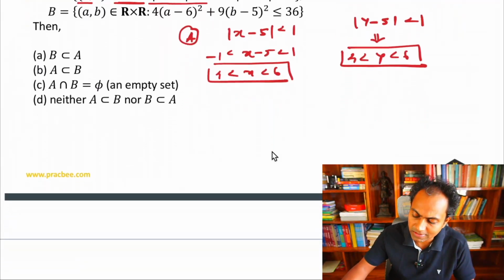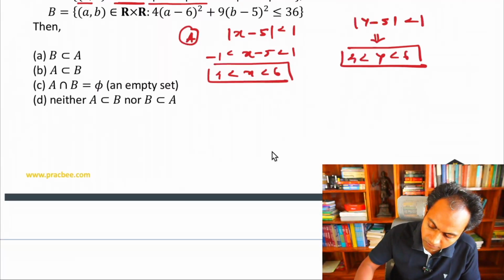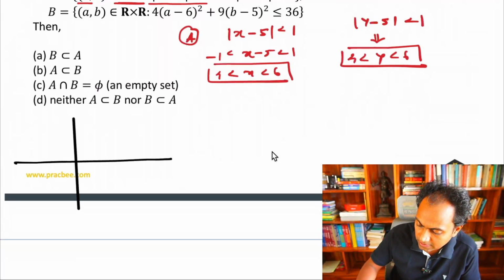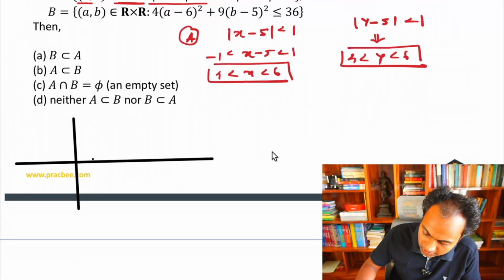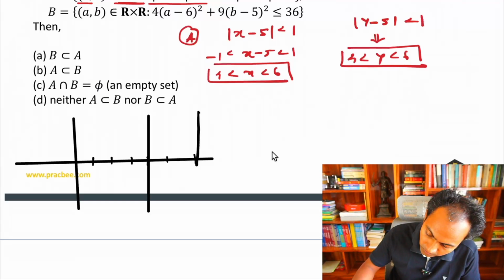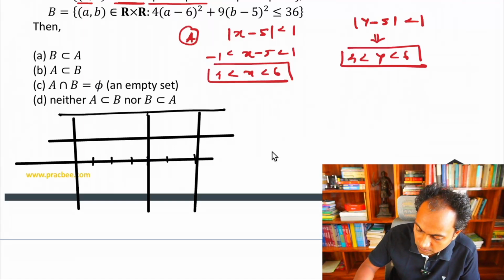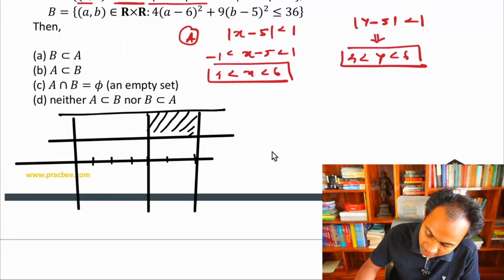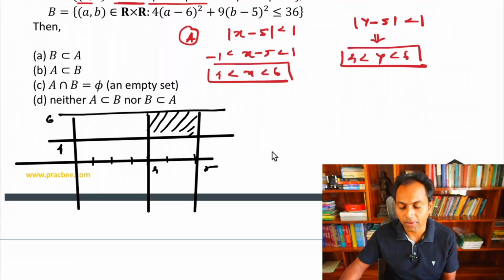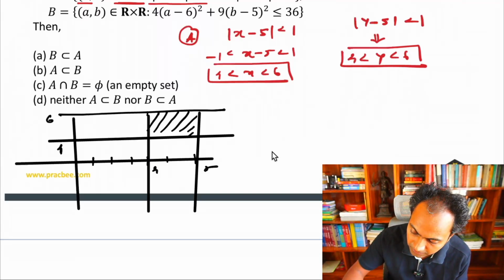What does that mean? If I want to represent this on a graph, what is the region that we are getting? Let us check that out. You can see that this is 1, 2, 3, 4, 5 and 6. So this is the region, and these lines are not included, because we are talking about the region inside. Similarly, we can do the same analysis on the other side. We will get this region. We are talking about this region that lies between 4 and 6 here, and 4 and 6 here. This is the solution of the A part. Now let us go to the B part and see what happens.